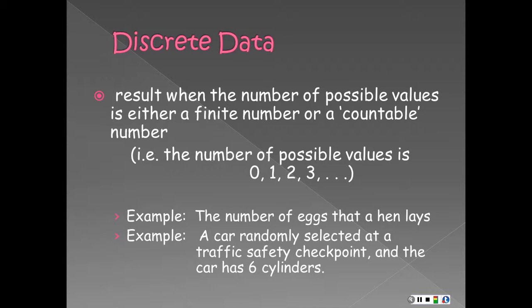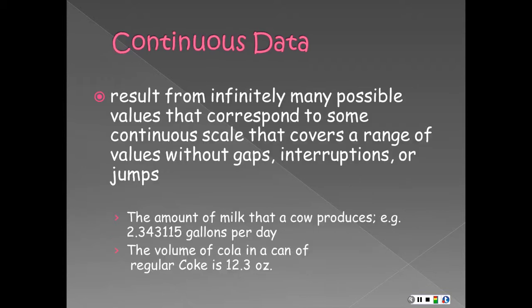A car randomly selected at a traffic safety checkpoint, and the car has 6 cylinders. You can't have half of a cylinder. So if it's whole numbers, then it's discrete data versus continuous data. So continuous data can be decimals.